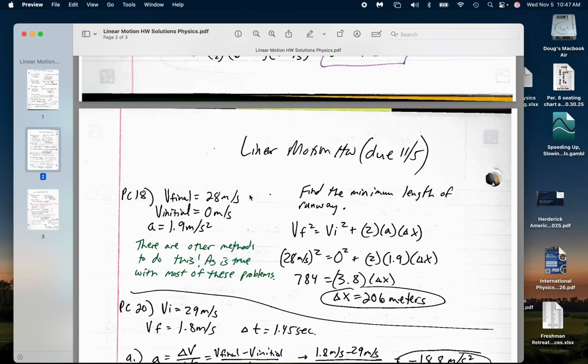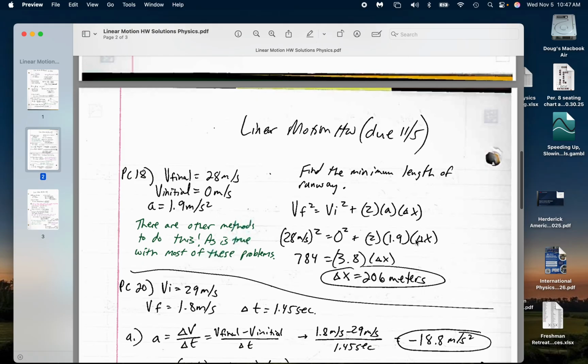I don't know time. Now there's ways I could do that. I could use time is equal to change in velocity over acceleration and find time, and then plug that into another formula. Or I could just use this formula, which is formula number 5. Final velocity squared equals initial velocity squared plus 2 times acceleration times that change in position, or that length. So that's what I did.